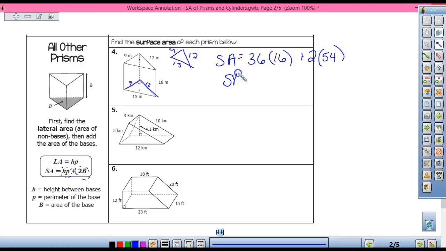So surface area equals 36 times 16, 576, plus 108. My surface area is 684 meters squared.